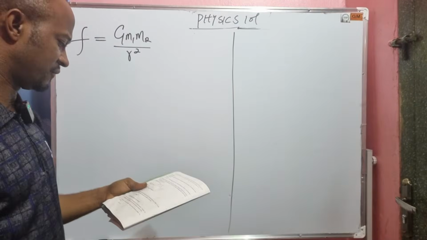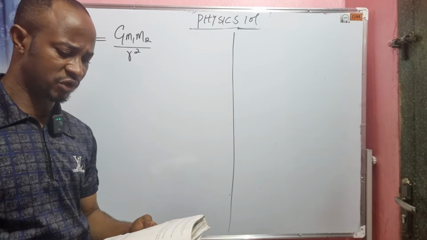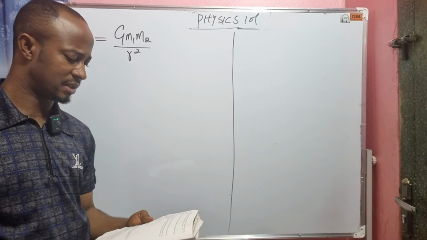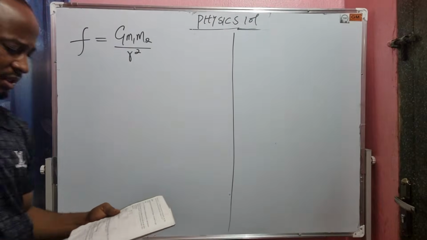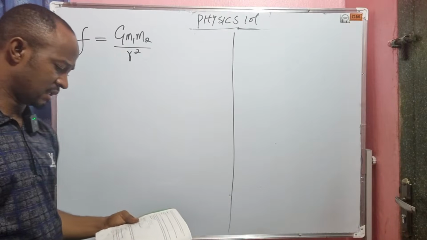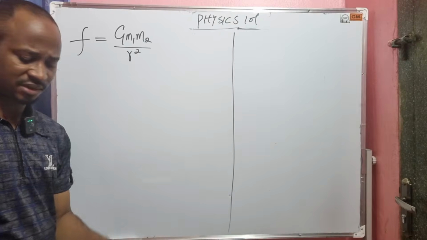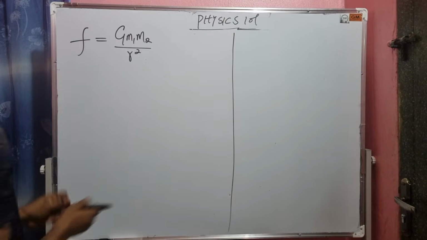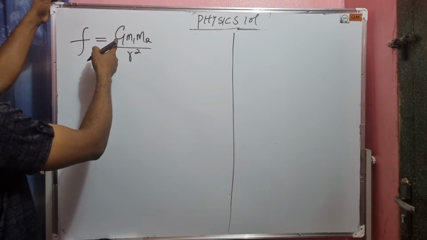I repeat again, from Newton's laws of gravitation, the force of attraction between a body of mass m1 and mass m2 separated by distance r is given by this. Then find the dimension of the gravitational constant. Find the dimension of G. This is the force here. This is our gravitational constant.